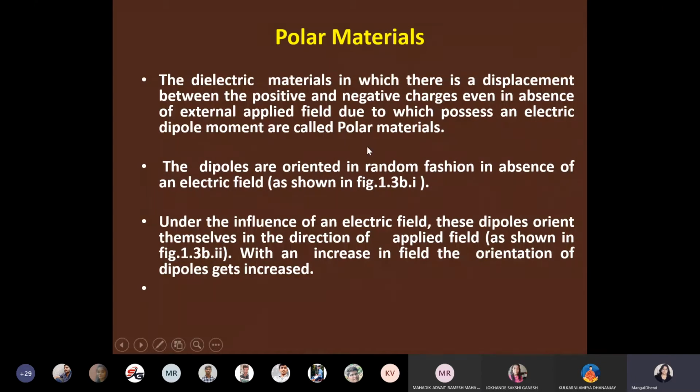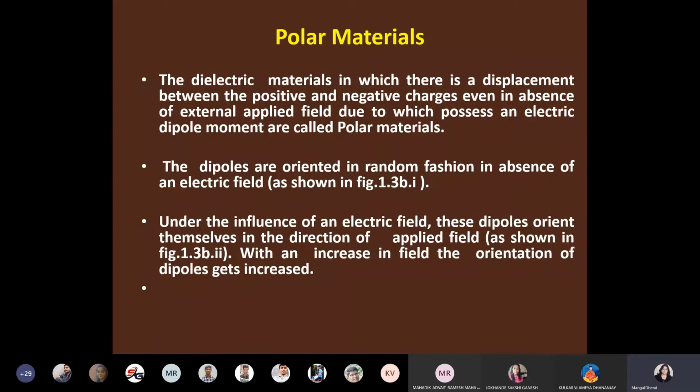I told you about NaCl, crystals of salt. In crystals of salt you have seen the bond is there, and the positive charge sodium and negative charge chloride have some distance. So positive ions and negative ions are separated by a distance in ionic materials, or you can say they are polar materials. So what are polar materials? Even in the absence of an electric field, polar material will have dipole moments. Now the orientation of those dipole moments may be in a random fashion.